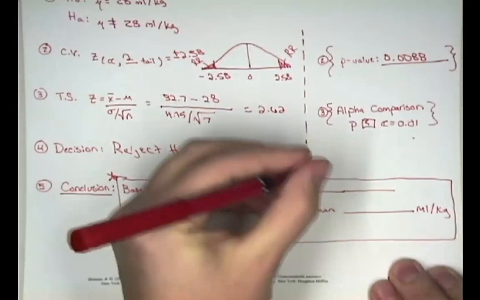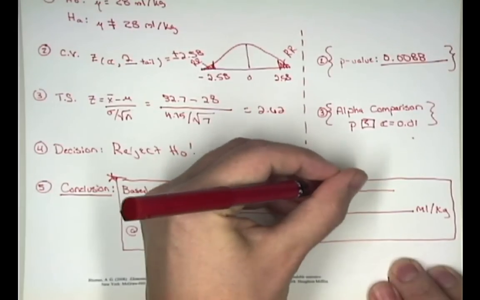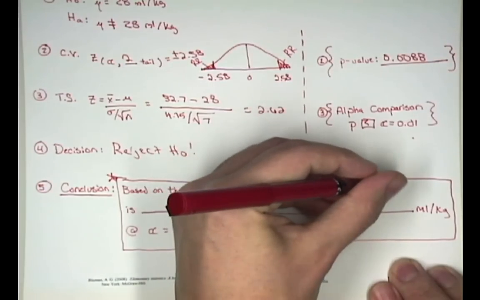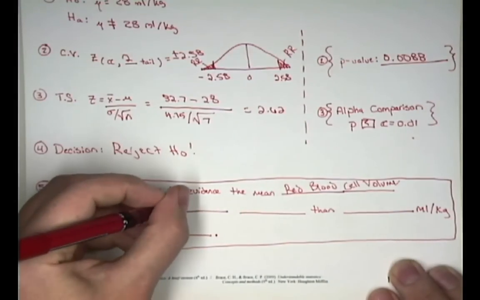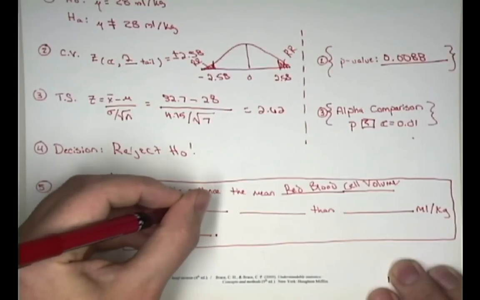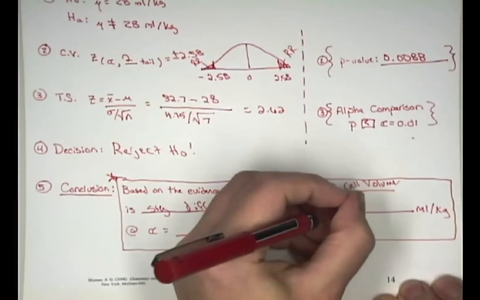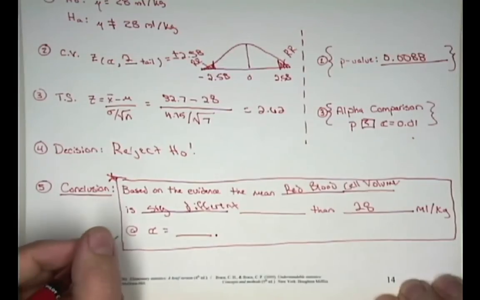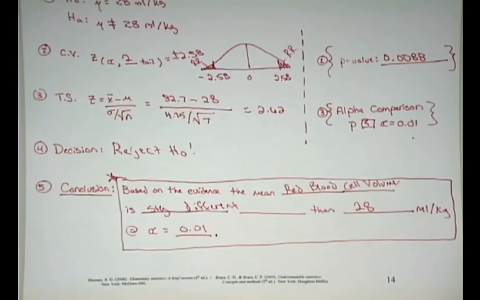Based on the evidence, the mean red blood cell volume is significantly different. I left myself lots of blank spaces. Different than we were claiming, 28 milliliters per kilogram, at an alpha of 0.01. Okay? And that's all you do. And again, that was a hypothesis test for the mean when sigma was known. So it was a z-test.